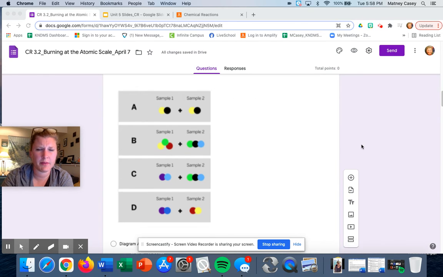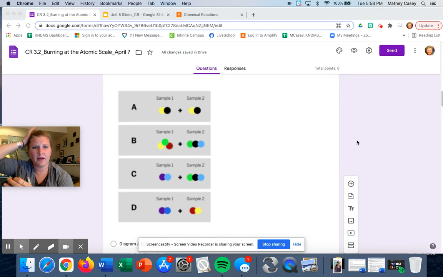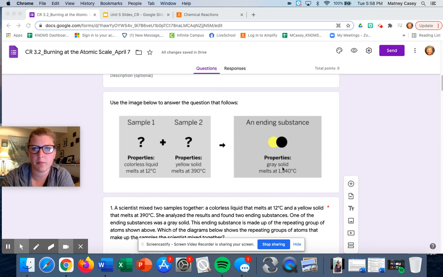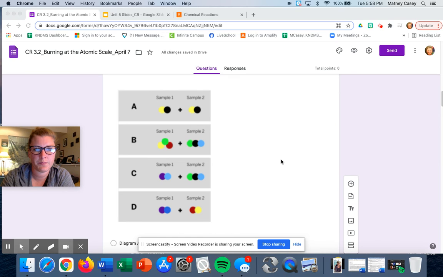So when I'm looking at these diagrams down here, I am looking at the ones that have the same color atoms. What I'm seeing is that there's a black atom and a yellow atom in A, so that's not ruled out yet. There's also a yellow atom, a black atom, and a yellow atom here in B, so I'm not going to rule B out. In C and D, the repeating group of atoms couldn't happen from a rearrangement of those. In C, there's no yellow atom, and in D, there's no black atom. So there's no way this product would have come from those two substances mixing together.